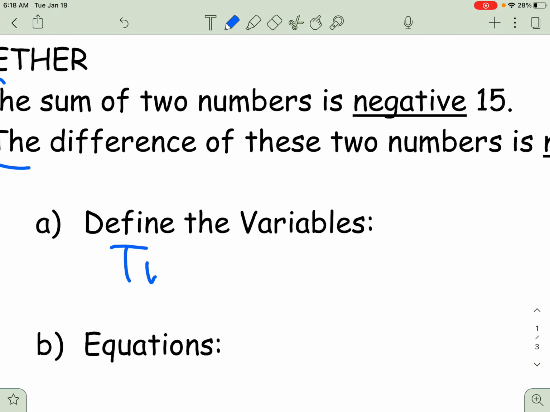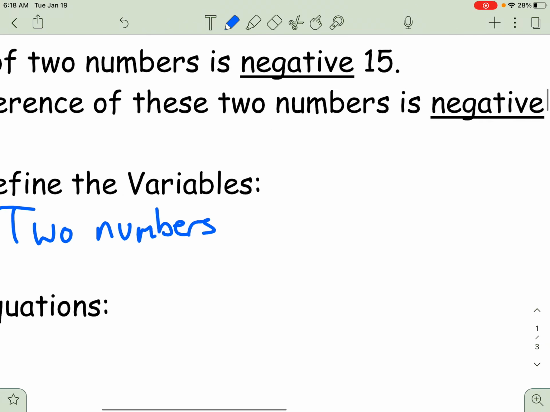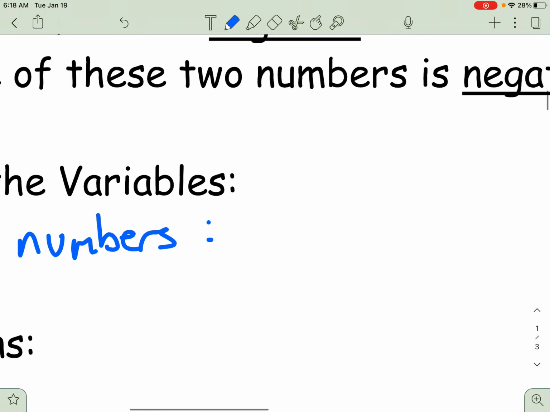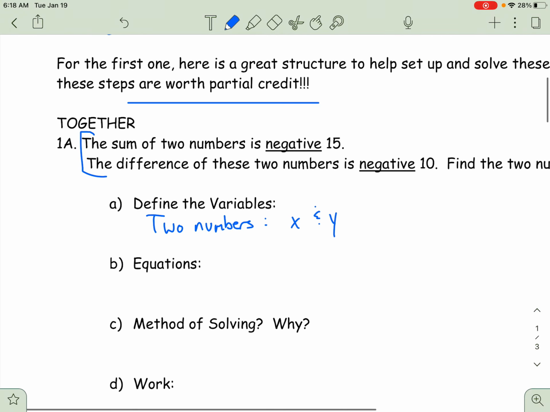So the very first thing is we have two numbers that we have to find. Well, some students like to say x and x, but the problem with that is if you say x and x, that means they have to be the same number. We don't know that that is the case. So we're going to say x and y, okay, because we need two completely separate numbers.